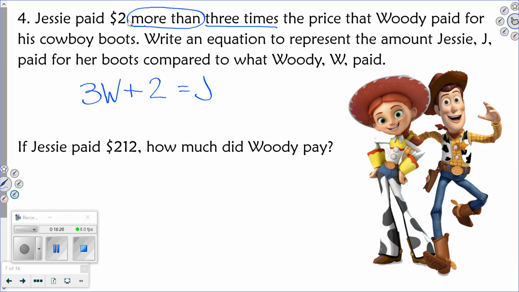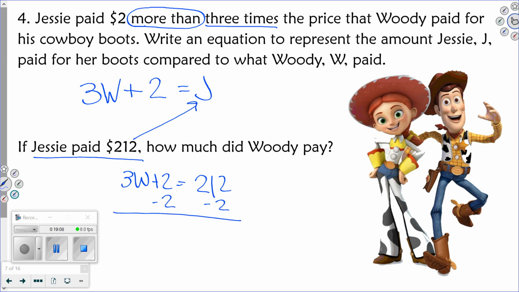Okay. All right. If Jesse paid $212, how much did Woody pay? Now, guys, be careful here. Don't get in the habit of always just plugging it into the equation, because what did they give me? They gave me Jesse. This is where, for me, it makes more sense to use W and J as opposed to X and Y, because if Jesse paid, okay, so Jesse's J. So Jesse, that goes in here, 212. So this is 3W plus 2 equals 212. So don't always think you're going to plug it into the equation part, because it doesn't always do that. So we just need to solve this.